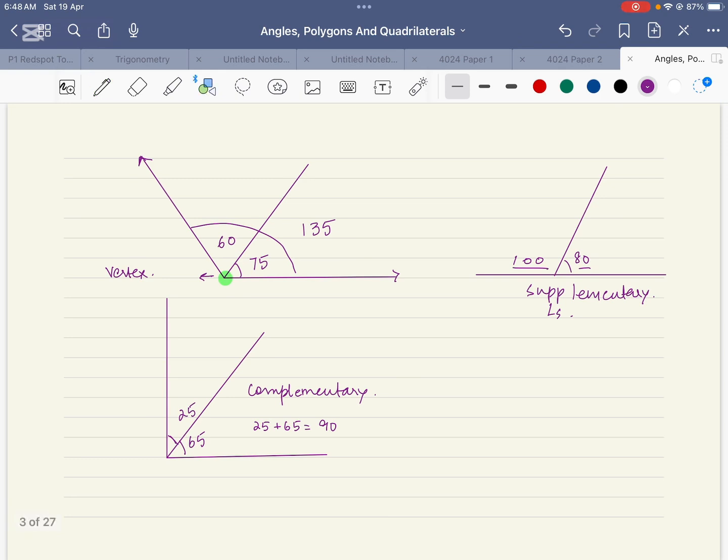Vertical angles are formed when two lines intersect with each other or cut each other, and there are two pairs of vertical angles formed, and we also call them vertically opposite. A and B are vertically opposite, equal. C and D are vertically opposite and they are equal. Sum of A and B is 180, so they are adjacent supplementary. C and B are adjacent supplementary, B and D are adjacent supplementary, D and A are adjacent supplementary.